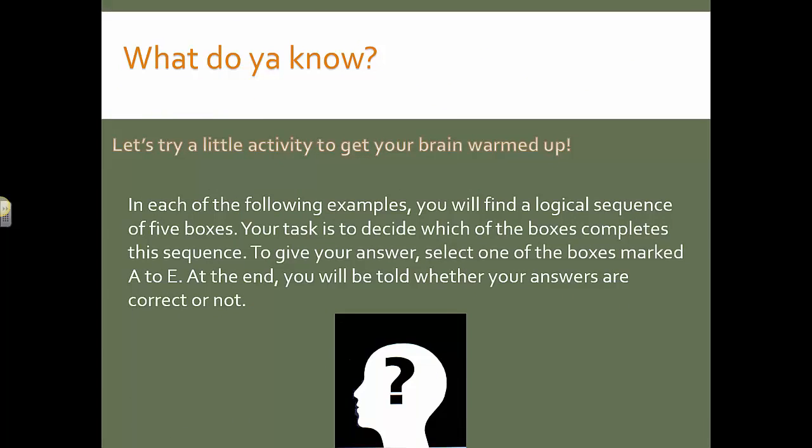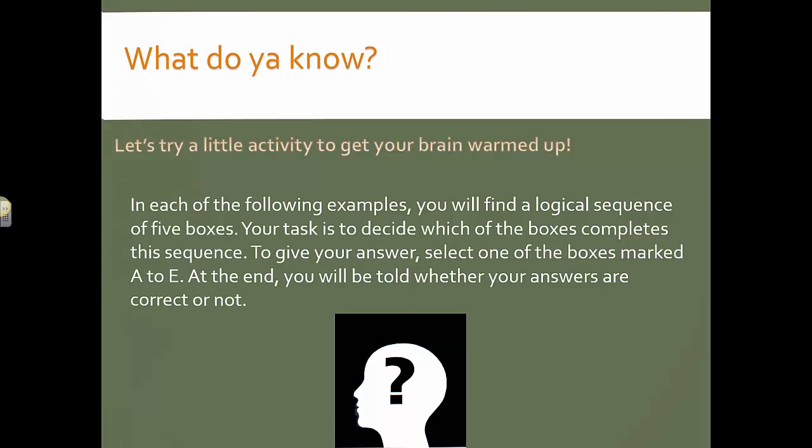What do you know? Let's try a little activity to get your brain warmed up. In the following examples, you'll be given a logical sequence of 5 boxes. Your task is to decide which of the boxes completes the sequence. To give your answer, select one of the boxes marked A through E, and then at the end, I'll tell you the answers and we'll find out if you are correct.